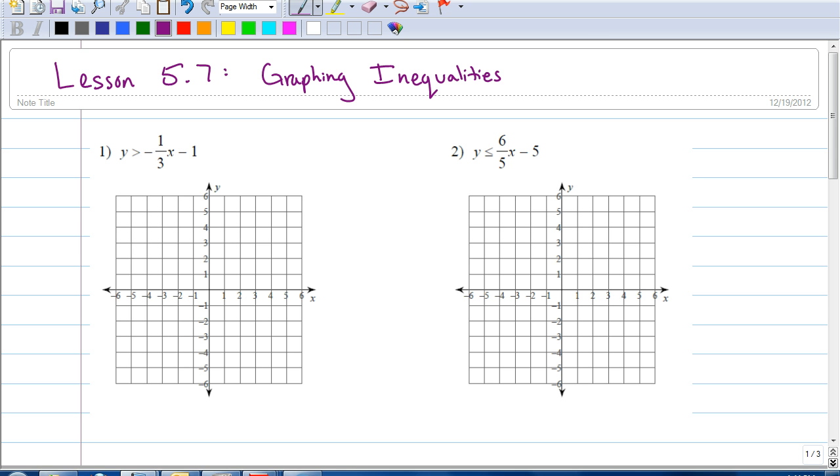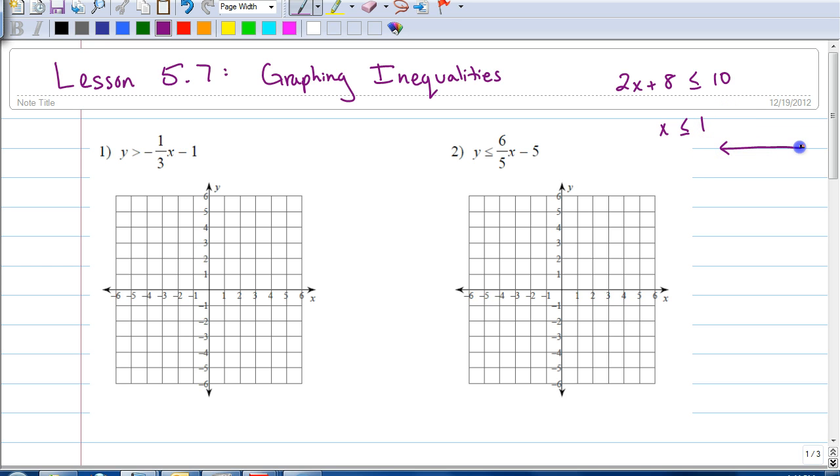Now let's review inequalities for a second. At the beginning of this chapter, we talked about inequalities in this form where we had maybe 2x + 8 is less than or equal to 10. And we solved this, and when we solved this, we ended up getting a solution like x is less than or equal to 1. And we graphed that on a number line.